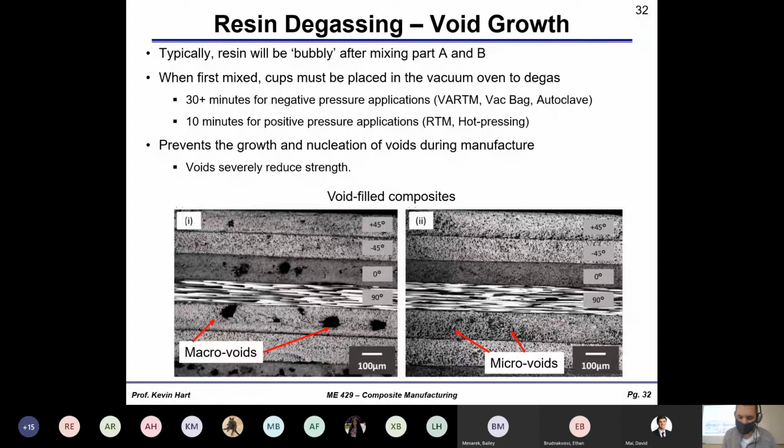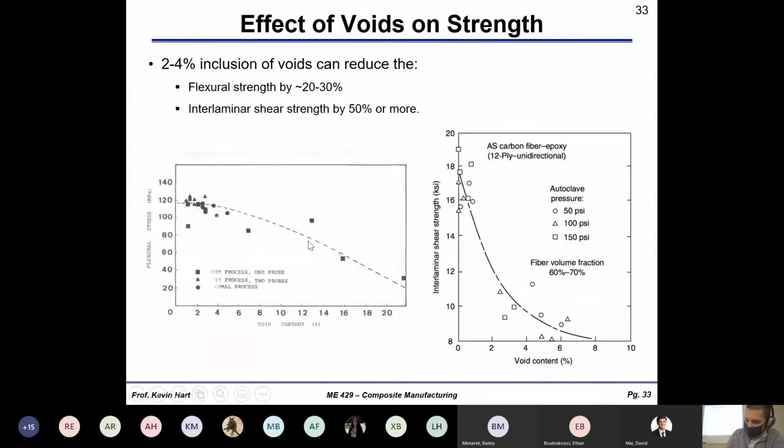So if you're ever manufacturing composites and you don't degas your resin, you're going to be in a pretty tough spot, right? These voids reduce strength severely, and these graphs are meant to sort of depict the levels of reduction of properties that you might have if you have voids included in your piece. So let's take a look at this graph here in the lower left. We have on the x-axis void percentage in your composite, and on the y-axis the flexural strength of this piece that it could handle before it failed.